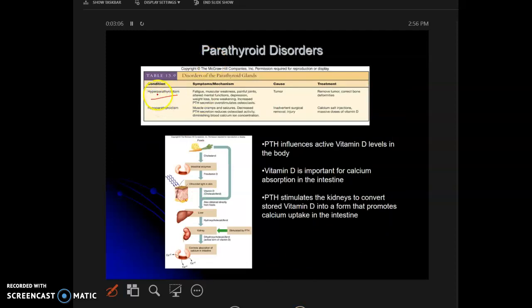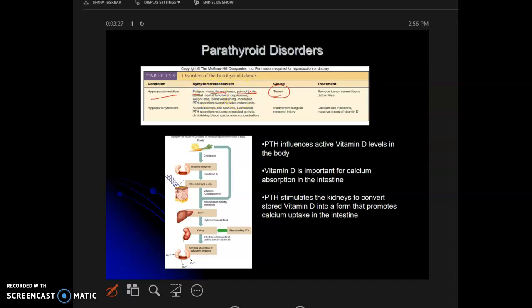Now let's look at hyperparathyroidism. It means excessive secretion or production of PTH, parathyroid hormone, and usually it's because of a proliferative tumor. What are the symptoms? It's important you understand this: fatigue, muscular weakness, painful joints.